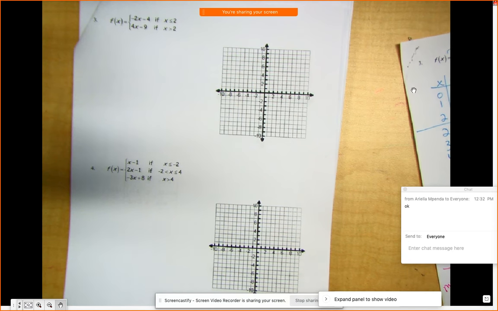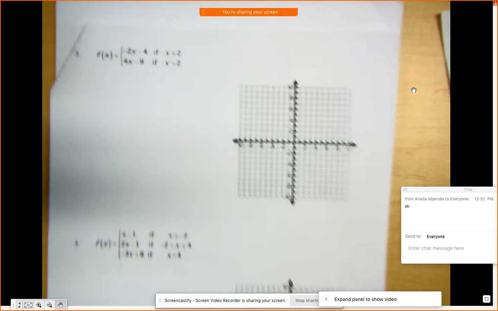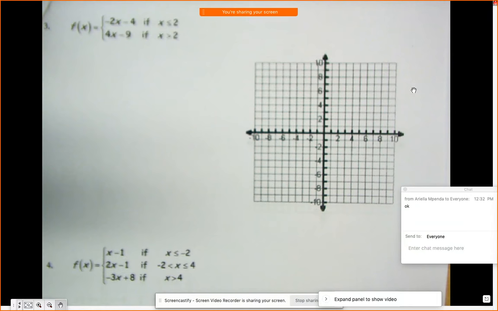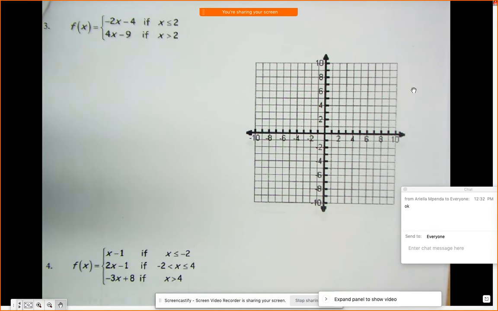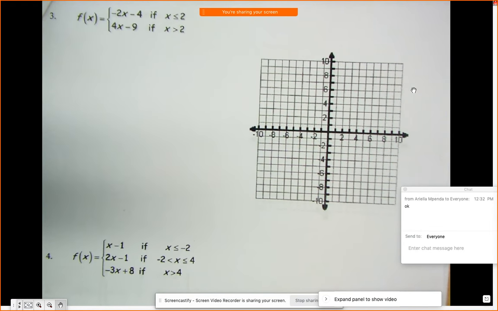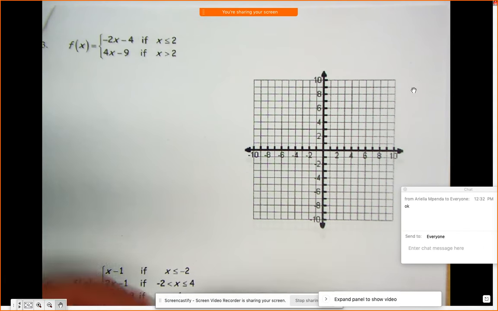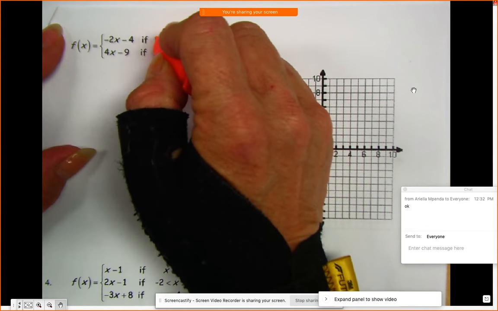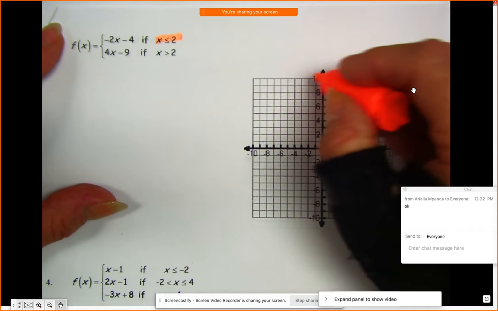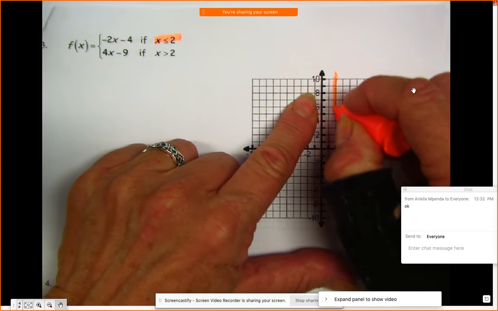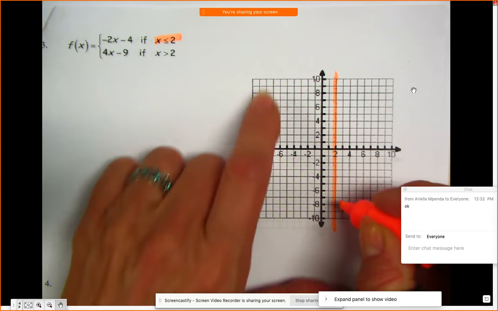Okay, I'm going to work a couple of these piecewise. All piecewise means is that you're going to basically split your graph into 1, 2, 3 different sections, and certain equations get to exist or live on that side. Meaning here, if x is less than or equal to 2, I'm going to draw my boundary line where x is 2. That's my boundary line.